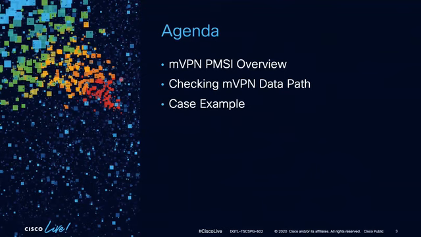On the second part, we will use the command and output to demo how to check the multicast VPN data path hop by hop. And then we will review two real customer case examples. Let's go to the first part.